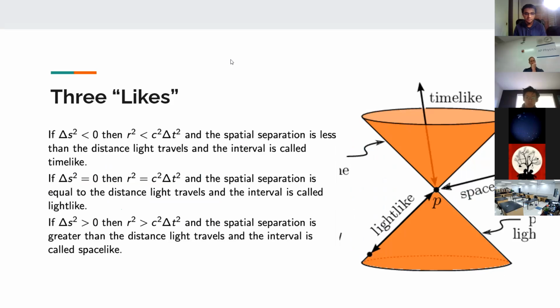Delta S. If delta S is less than 0, that means the spatial separation is less than the distance light travels, so it's located inside the light cone. This is possible, right? Our scientific laws allow this. If delta S is 0, that means you travel as fast as light does. This is called a light-like interval. If delta S is greater than 0, that means the spatial separation is greater than the distance light travels, so the interval is called space-like. Our universal laws do not allow this.